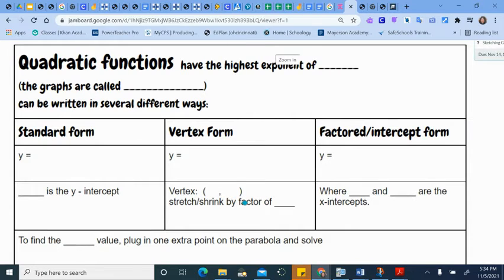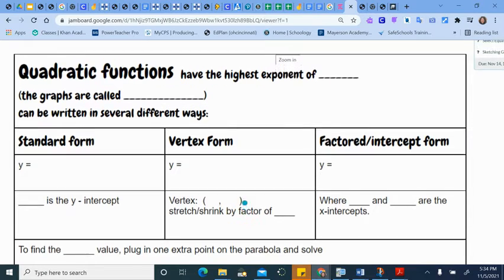Quadratic functions all have an exponent of, you guys know this, I know you know it, 2. That's the highest exponent, and that's the degree of the function. Now, the graphs have a special name. The graphs are called parabolas. The graph of a quadratic function is called a parabola, and it can be written in 3 different ways.